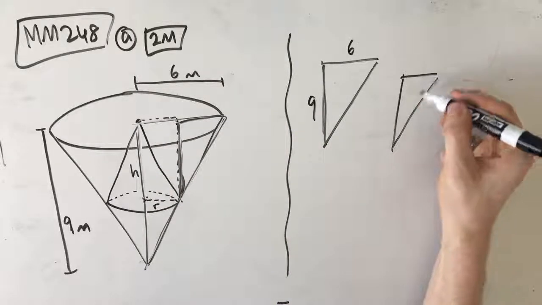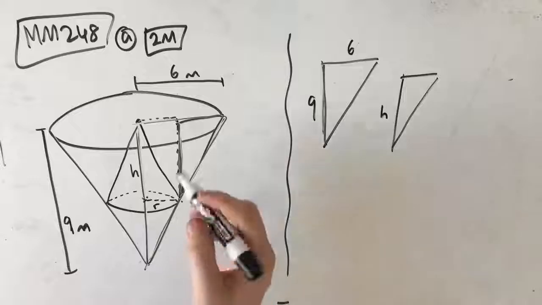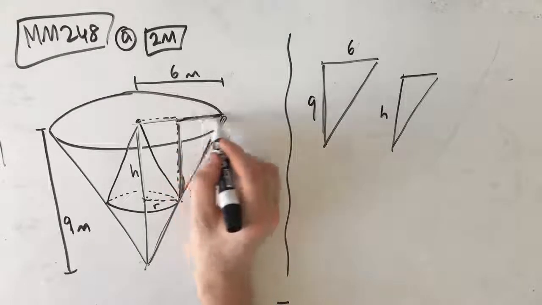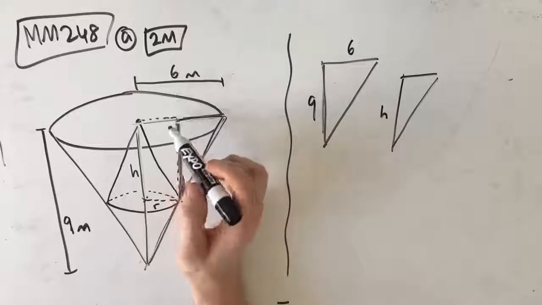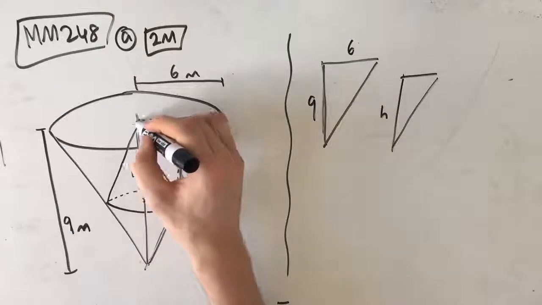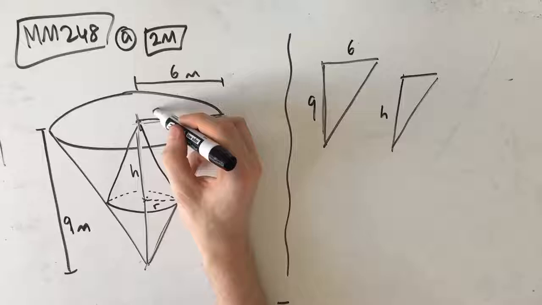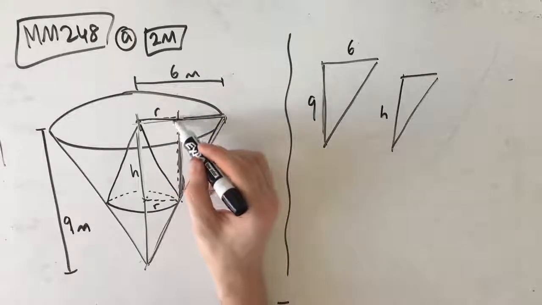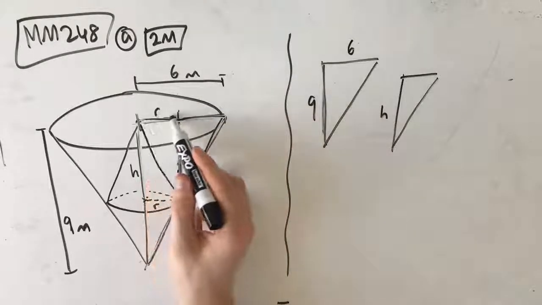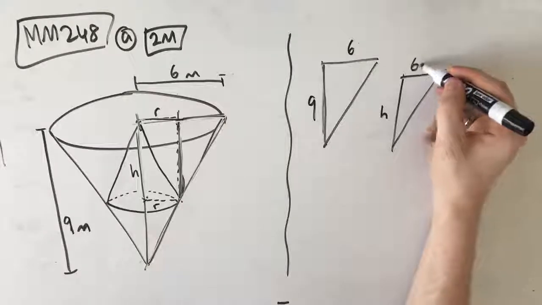So the smaller triangle is going to be h, and then our other side length here is going to be, well, we know that this total here is 6. We know that this here is r, which means that this is also r. So this section here is 6 minus r, and that leaves this bit here. So it's 6 minus r.